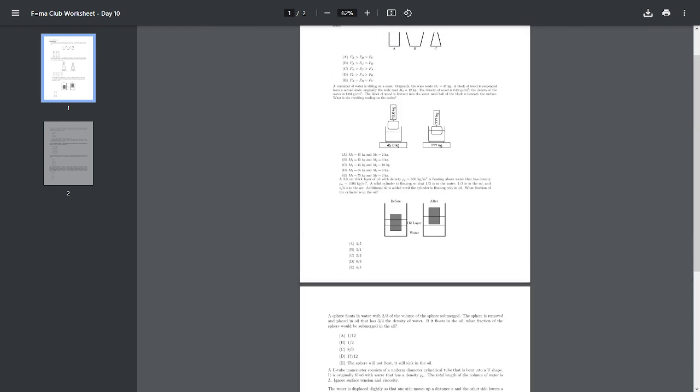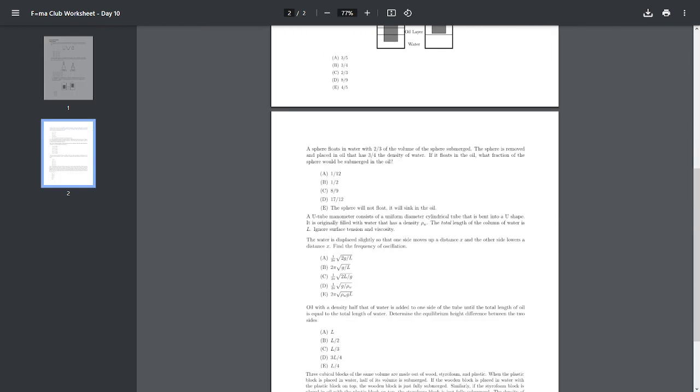Sorry, wrong function. So next, a sphere floats in the water. This is a simple one. A sphere floats in the water with 2/3 of its volume submerged. The sphere is removed and placed in oil that has 3/4 the density of water. If it floats in oil, what fraction of the sphere would be submerged in the oil? Okay, this is a simple one. This is problem 4, right?